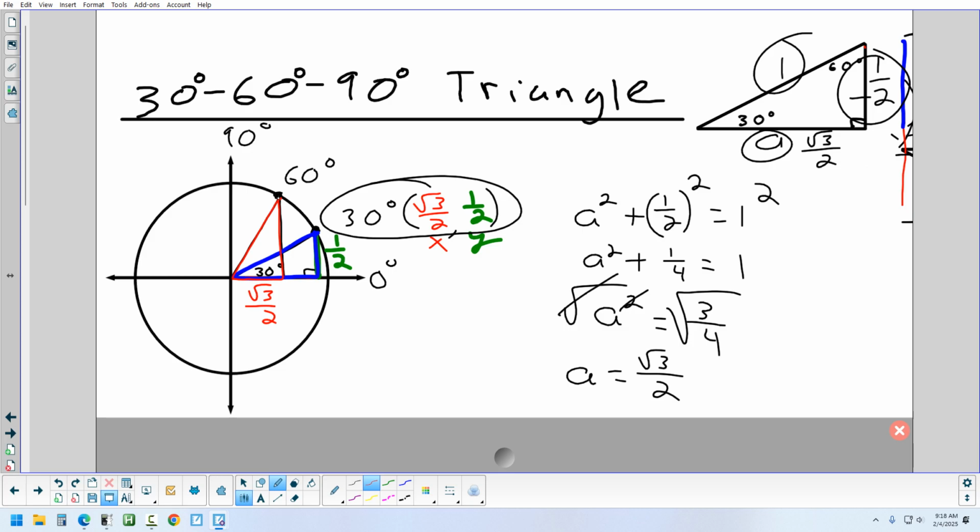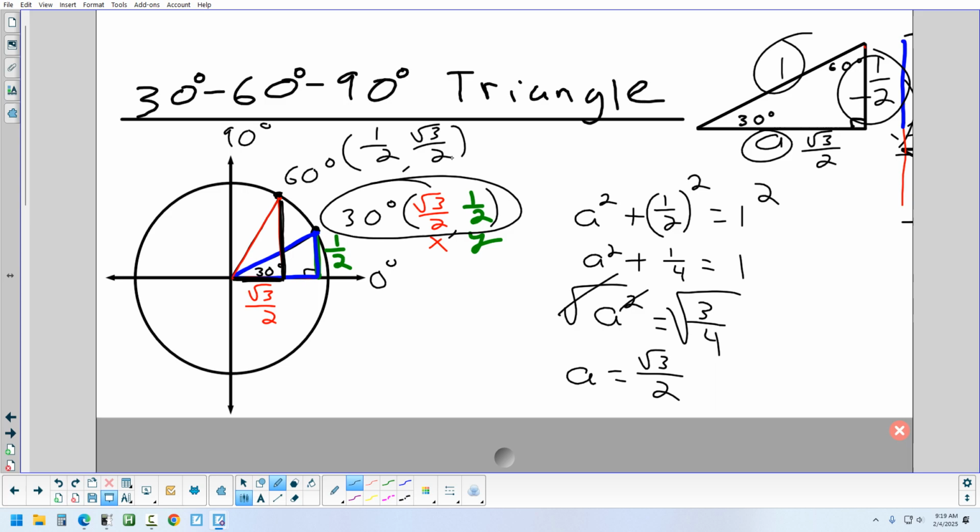So what do you think that means the coordinate is going to be? This part of the triangle is 1/2, because that's the short side, and this is the long side. That's square root 3/2.